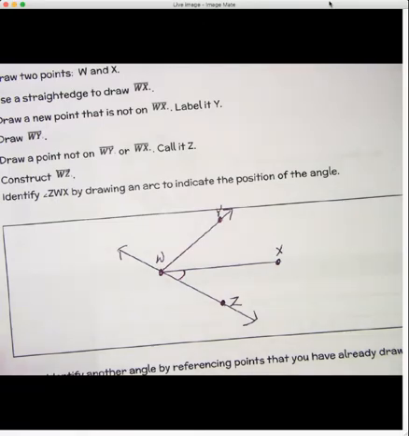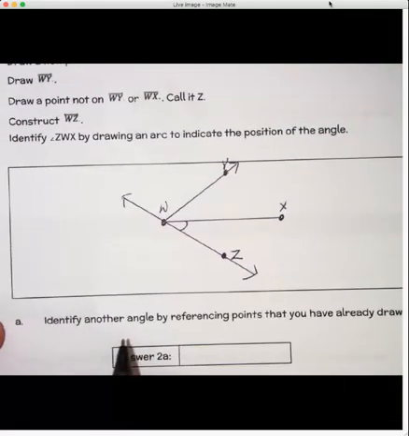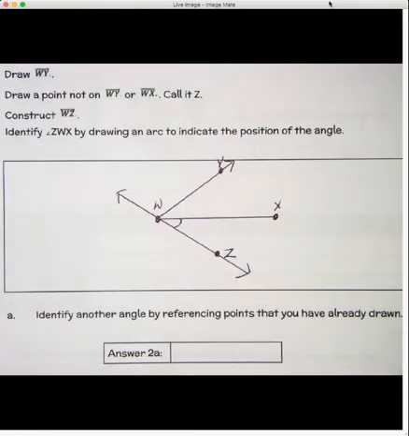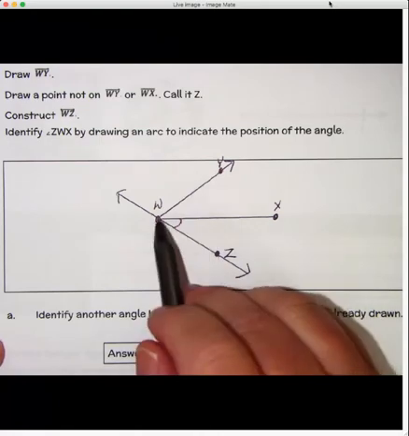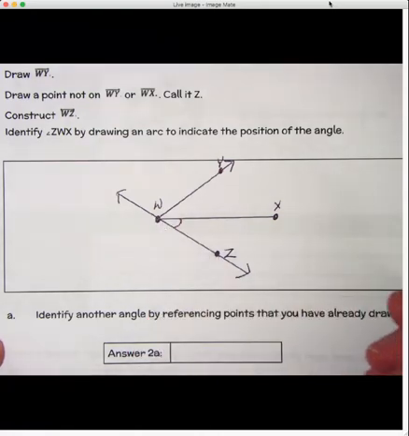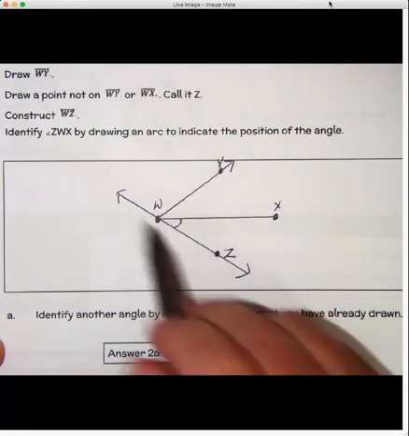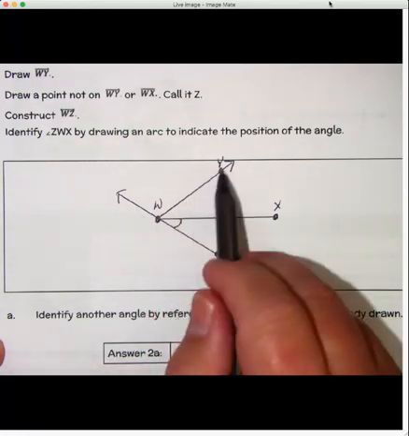Then this says identify another angle by referencing points that you've already drawn. Do you see another angle here? I see a couple we could draw. They're both going to have W as a vertex. So we could do XWY. We could do YW. Oh, we don't have a point there. So I guess we better do XWY.